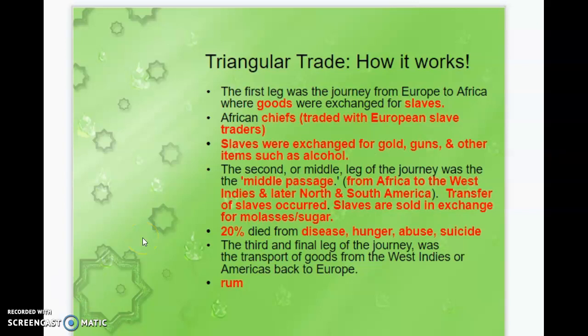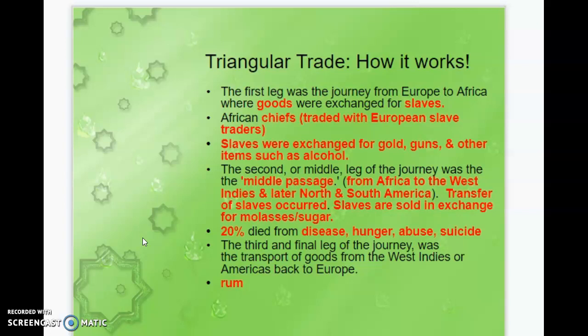So these African people were exchanged for these items. What would happen is the Africans would be loaded on the ships, and the second part of the triangular trade journey is known as the Middle Passage. This is when the ships are leaving Africa and they're headed to either the West Indies or, eventually, when the English start setting up their colonies in North America, they obviously will have Africans in that particular area.